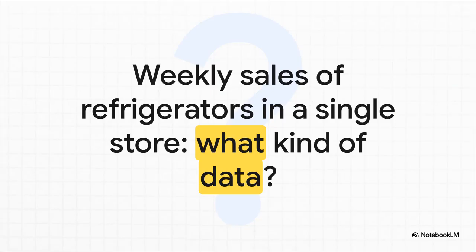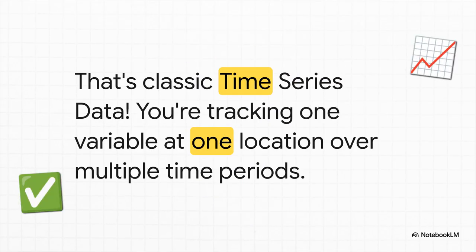All right, time for a little pop quiz to see if you're with me. Let's say you're tracking the weekly sales of refrigerators, but you're only looking at one specific store. What kind of data is that? Yup, you got it. That's a time series. You have one variable, refrigerator sales, at one unit, that single store, and you're measuring it over multiple time periods, weekly. That is a textbook time series.